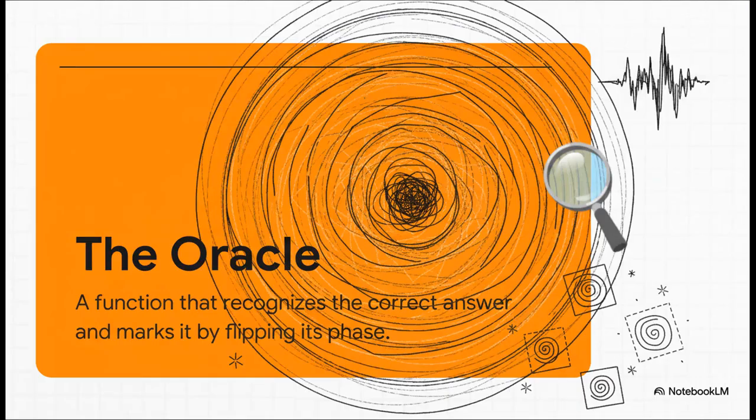The second tool is called the Oracle. Now this is the quantum detective's ace in the hole. The Oracle is a special function that can instantly recognize the correct answer. But here's the cool part, it doesn't just yell, hey, it's this one. Instead, it subtly marks the right item by inverting its phase. So think of it this way, every item is like a little wave. The Oracle just flips the correct item's wave upside down, making it unique. It's like an invisible tag that only the quantum system can see.